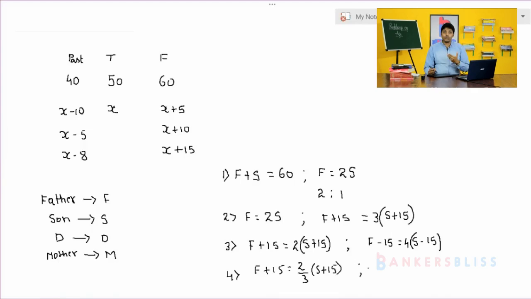Next, 15 years past, or 15 years ago, the age of the father was 3/4 of the age of his son. So one more condition.